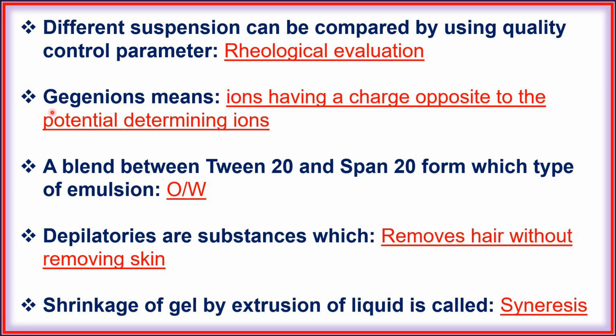Next, zeta potential means ions having a charge opposite to the potential determining ions. Next, a blend between Tween 20 and Span 20 forms which type of emulsion? That is oil in water. Next, depilatories are substances which remove hair without removing skin. Next, shrinkage of gel by extrusion of liquid is called syneresis.